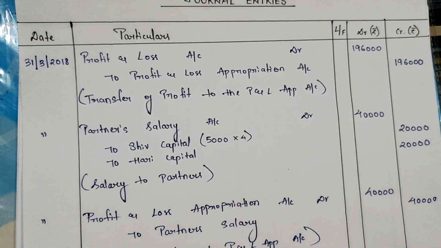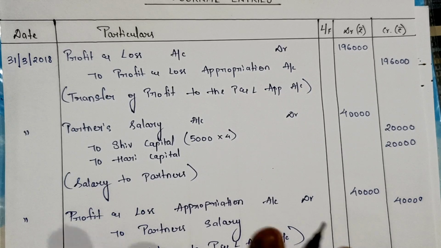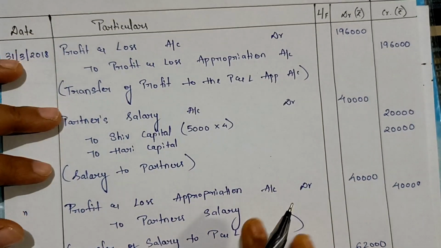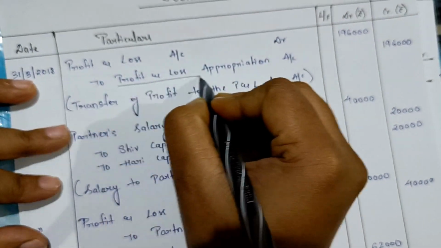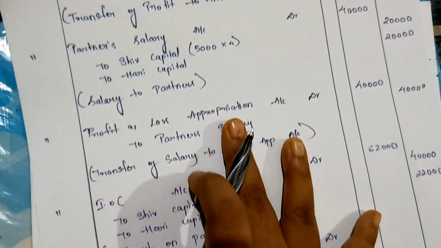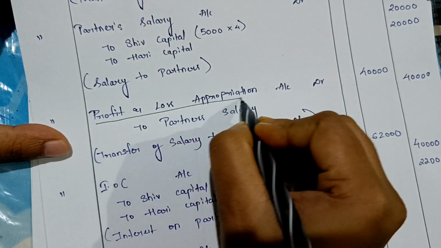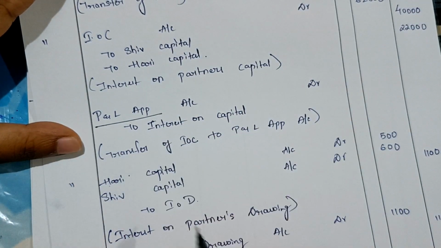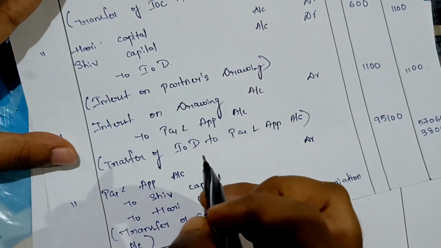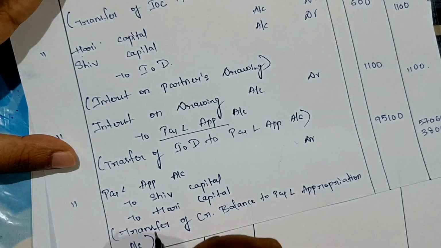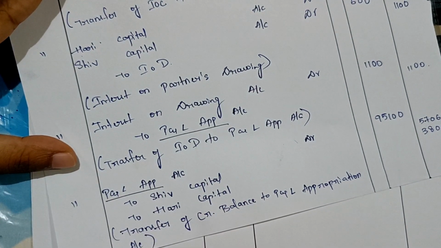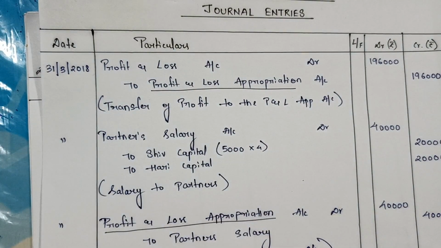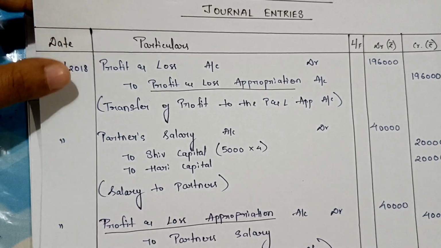So now we will find out where we have written the profit and loss appropriation account. Here in the first entry, then here in the third entry, this is also the profit and loss appropriation. Next, here is the appropriation. Now here is the appropriation. So now we are going to use all these entries for making the profit and loss appropriation account.